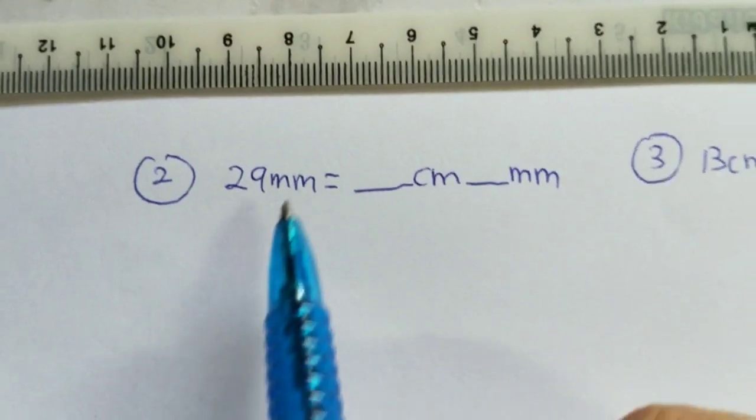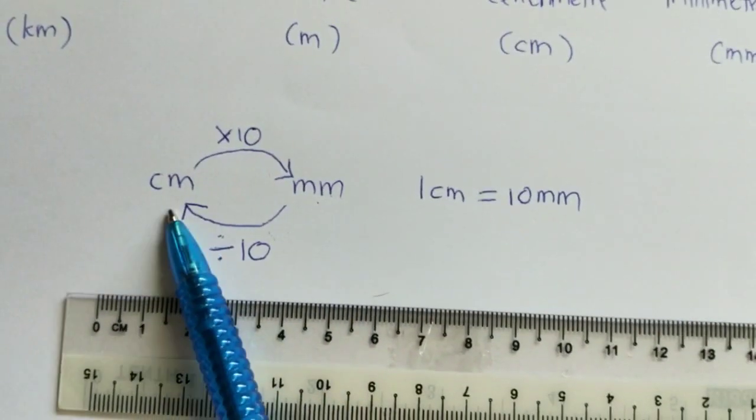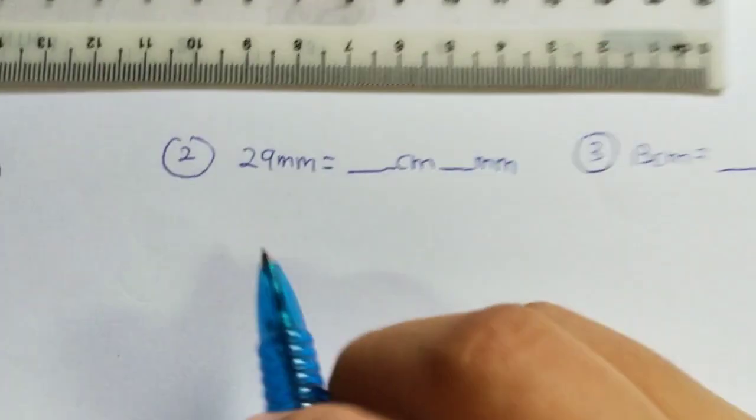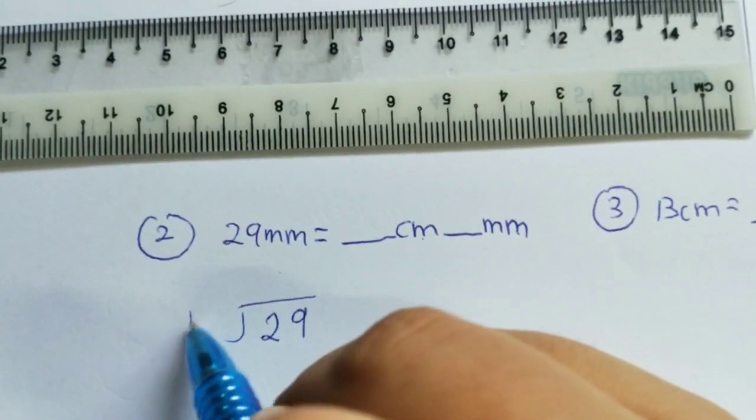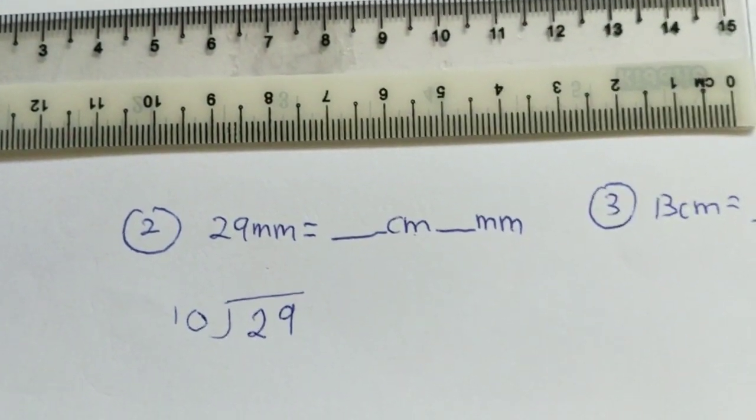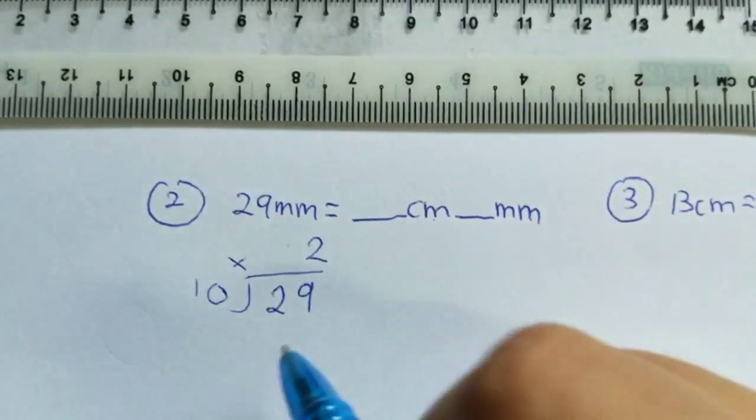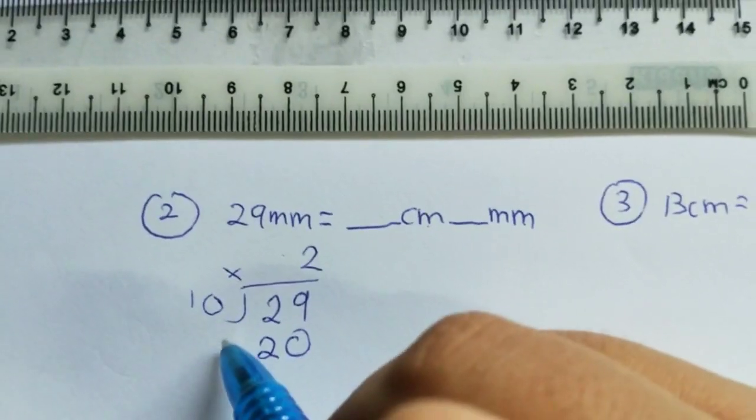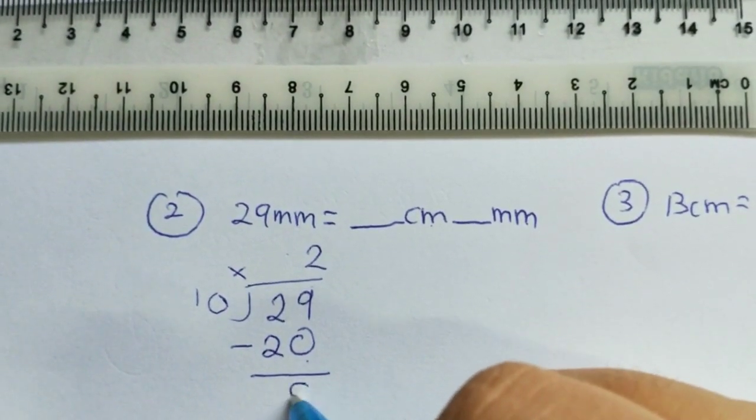Okay, so the next one, let's try this question. 29 millimeter, you need to convert into centimeter and millimeter. So here, millimeter to centimeter, you need to divide by 10. Do the long division. 29 divided by 10 is 2. So you put 2 here, then you multiply back. 2 times 10 is 20. And then you minus these two numbers. 29 minus 20 is 9.